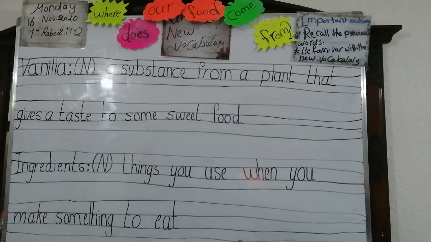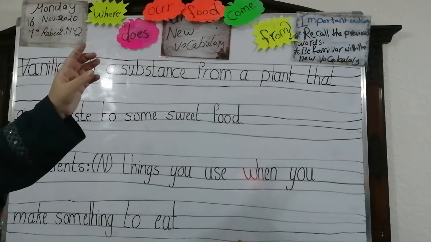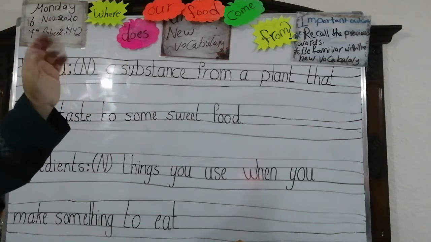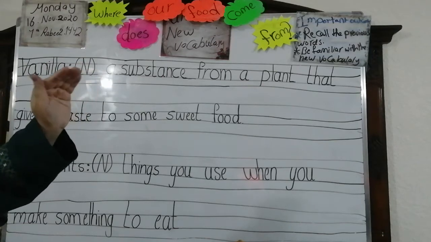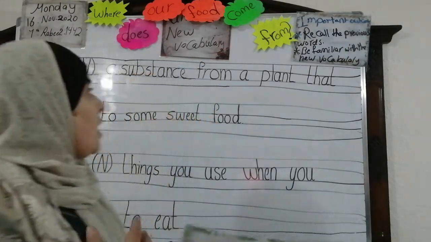Today is Monday, 16th November 2020, 1st of Rabi' al-Thani, 1442. Today, inshallah, we're going to continue our new vocabulary for Unit 5. We have the big question: where does our food come from? We're going to accomplish these important outcomes. First, recall the previous words, then we are going to be familiar with the new ones, okay? Now, we're going to start with the big question: where does our food come from?